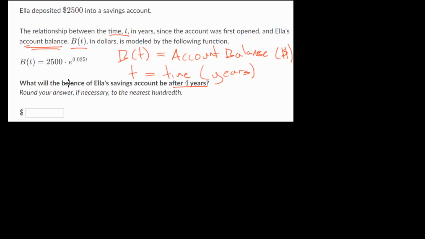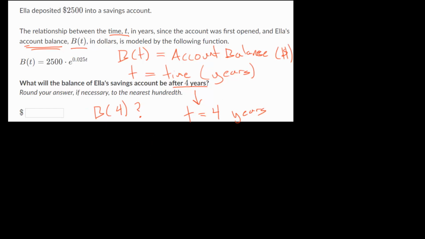So what will the balance of the savings account be after 4 years? So we're given the time. So it looks like time is 4 years, and we're asked to find the balance. So remember, the balance is represented by b of t. And specifically, since we're setting t equal to 4, we're trying to find b of 4. So that's our goal for this problem.